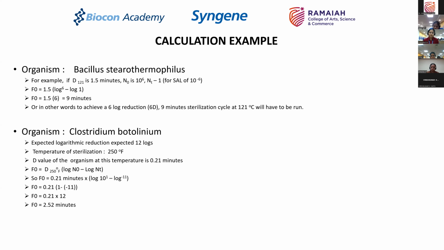The D value of this organism at the temperature of 250 degrees Fahrenheit is 0.21 minutes. So now if you want to achieve a 12 log reduction, 0.21 times 12 is 2.52 minutes, which is your F0 value, if you were to keep it in a moist sterilization situation of an autoclave. So in 2.52 minutes, you should achieve a 12 log reduction. If you don't achieve it in 2.52 minutes, you'll have an issue.